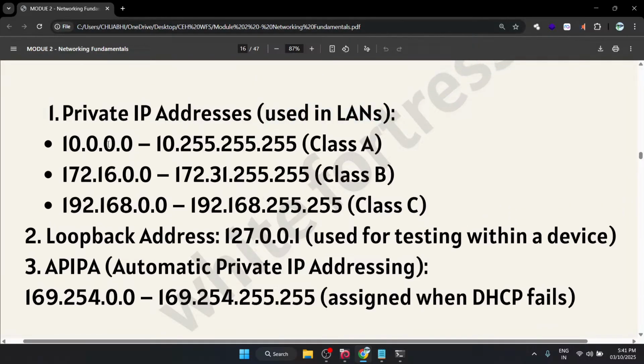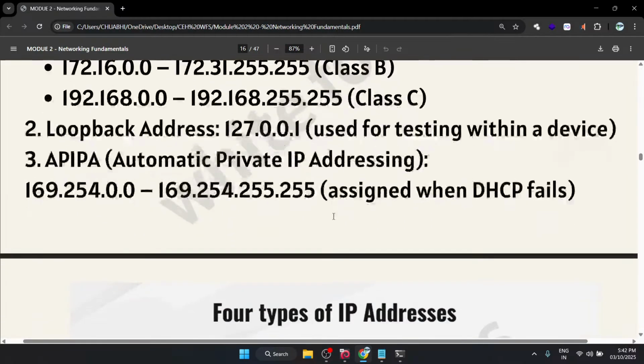So what is the class A range? It starts with 10.0.0.0 to 10.255.255.255. Class B is 172.16.0.0 to 172.31.255.255, and class C is 192.168.0.0 to 192.168.255.255. I hope this is clear to you guys. If you get any questions, let me know.